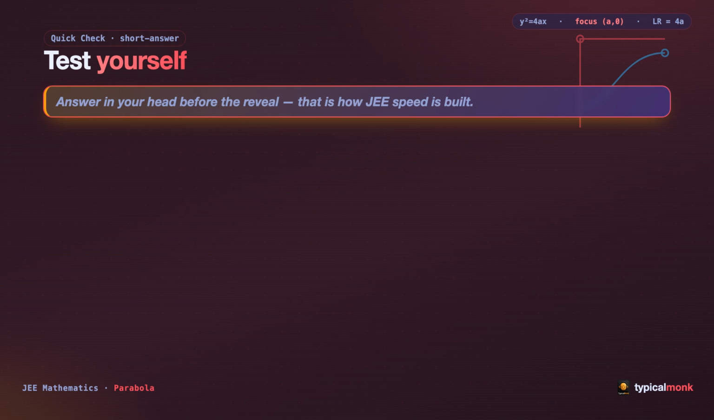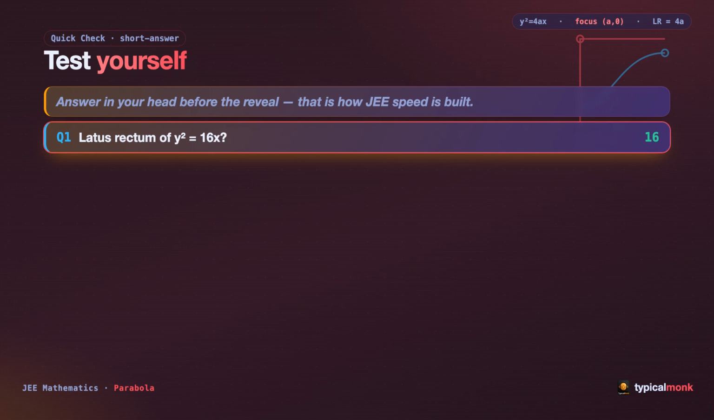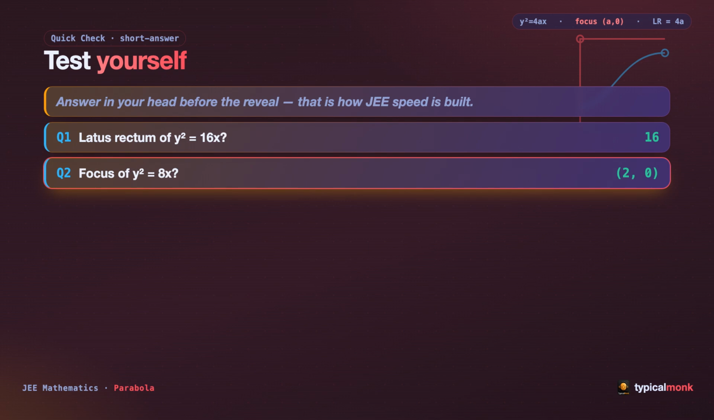Now, test yourself. Answer in your head before the reveal. That is how JEE speed is built. Here we go. Question 1. The latus rectum of y squared equals 16x. 16, it is 4a, and 4a equals 16. Question 2. The focus of y squared equals 8x. Here, 4a equals 8, so a is 2. The focus is (2, 0).